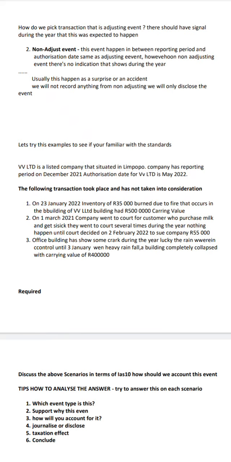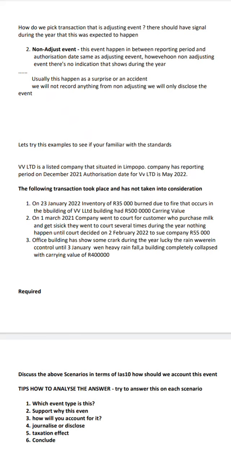How will you account for it? It will be recorded. Of course, we have to record because it's an adjusting event. We have to do the journal for the liability and the bank. Okay. Then the tax effect comes after we introduce IAS 12. We will do this one after we introduce IAS 12, then we conclude.